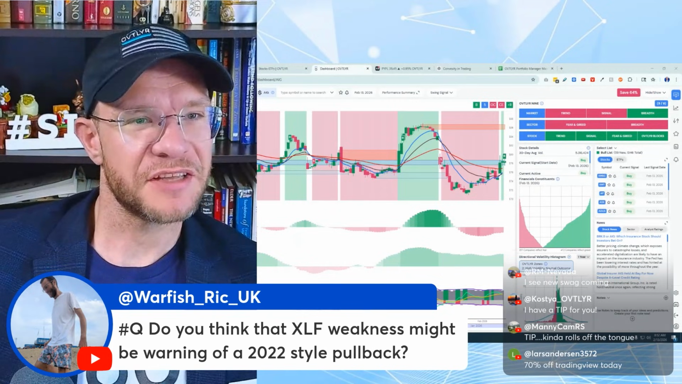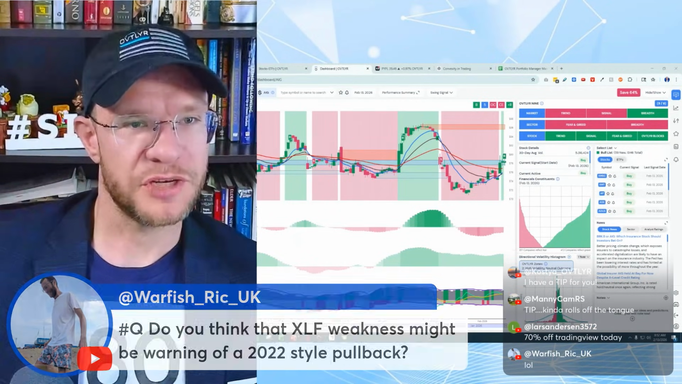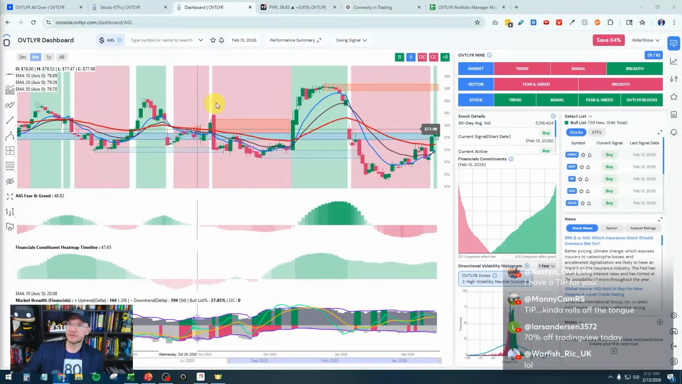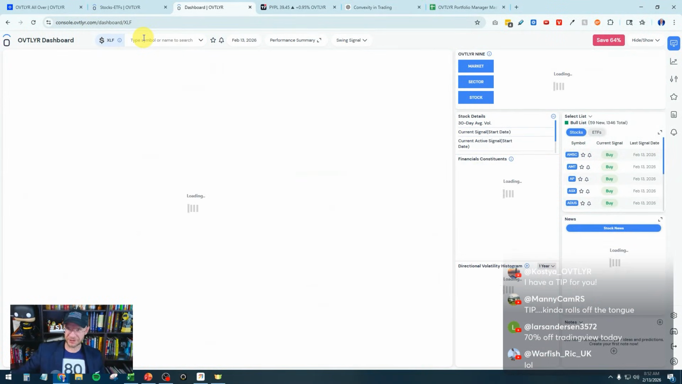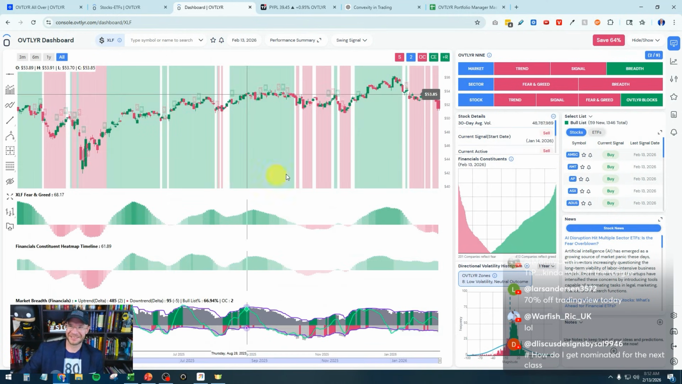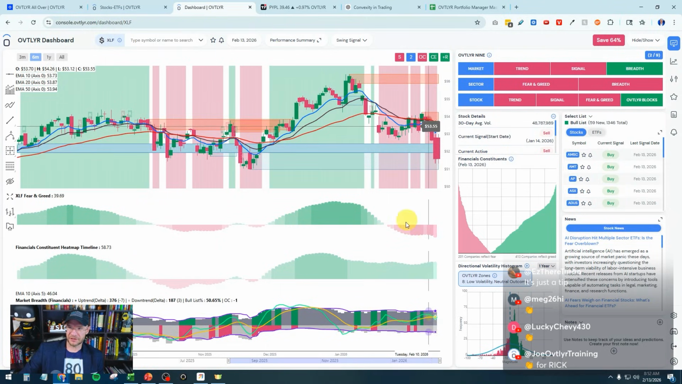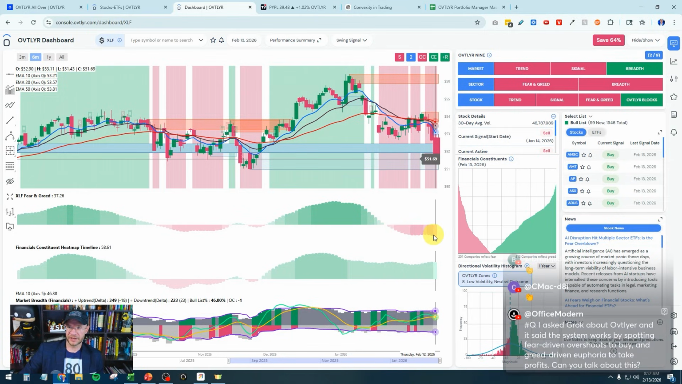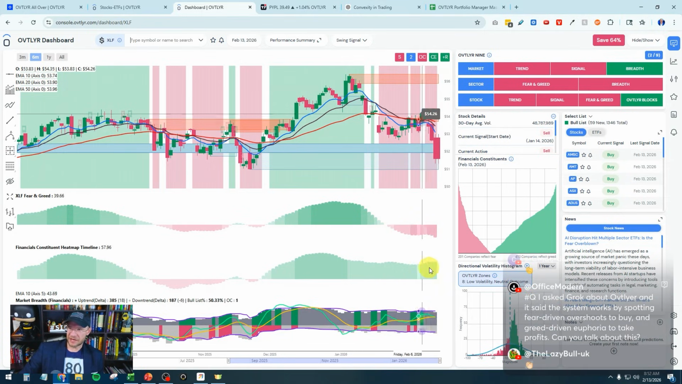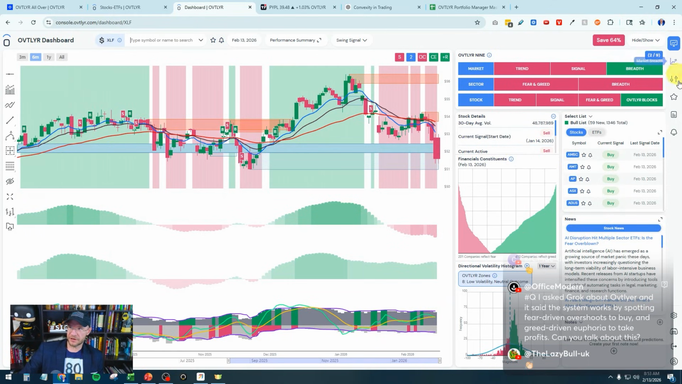Do you think that XLF weakness might be a warning of a 2022 style pullback? I don't know. Speed run. The answer is, I don't know. So you do have that sell signal, right? And it's been trending down for a hot minute over here. The XLF, the sector ETF itself, has been getting more fearful. Everybody inside the sector had been getting more greedy. However, that's also turned around. You can see up here on the outlier 9, you've got some room up to an outlier block, and then you have market breadth. But overall, the sector looks pretty terrible.